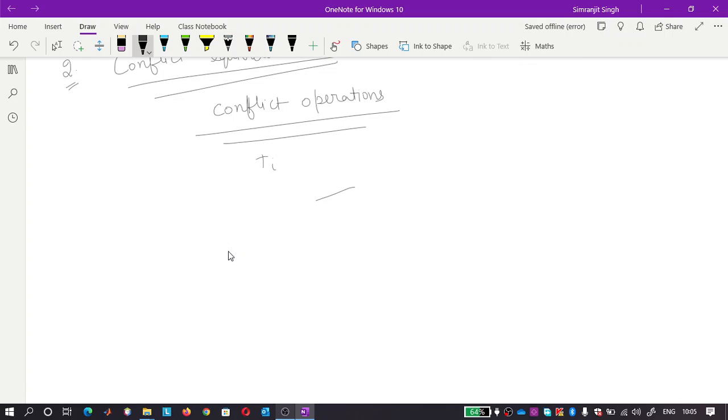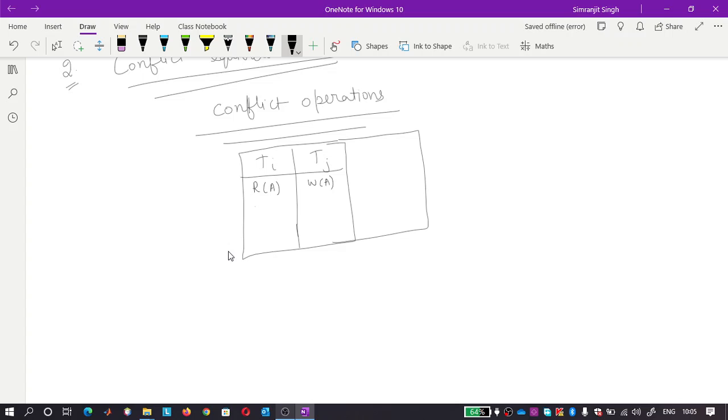Suppose there are two transactions Ti and Tj. If Ti is reading and another one is writing, so this is a conflict operation, a read write conflict. If Ti is writing and another one is reading, so it is again a write read conflict. And then if one is writing and another is also writing the same item, it is referred to as a write write conflict. So these three are referred to as the conflict operations.